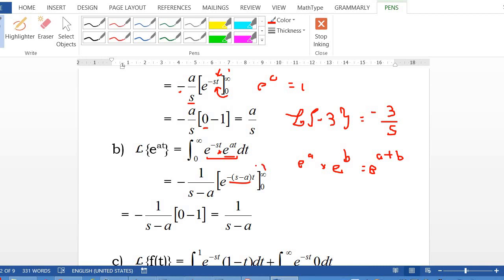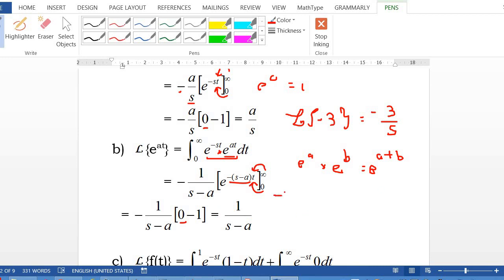Again, when we plug in t by infinity, exponent negative infinity gives 0. And when we plug in t by 0, we minus exponent 0, which is 1. So negative and negative, hence the result is 1 over s minus a. So we have the second formula: Laplace transform of exponent at is equal to 1 over s minus a.